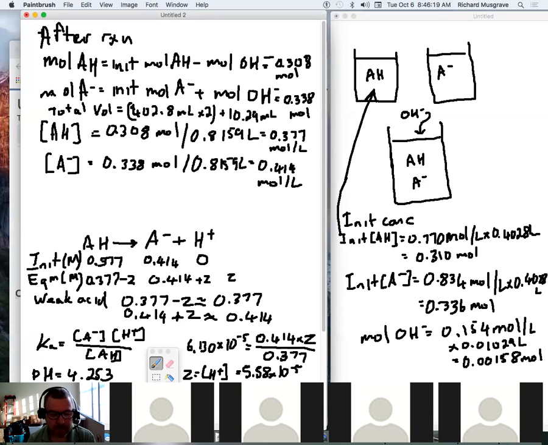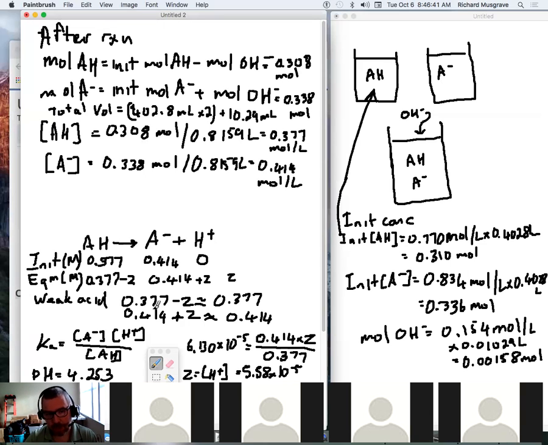Does anybody have any questions about this one? Yes, I have a question about when we're talking about after the reaction, being negative and then positive. So I know that AH has to go down and A minus has to go up.